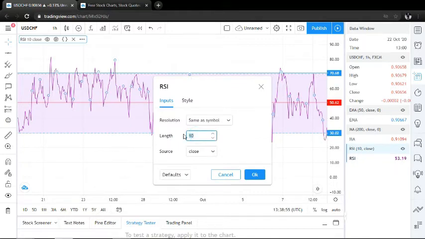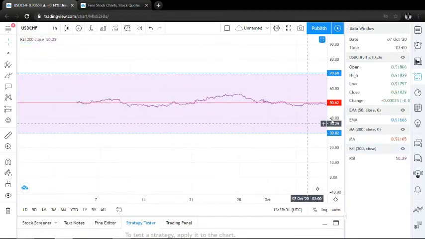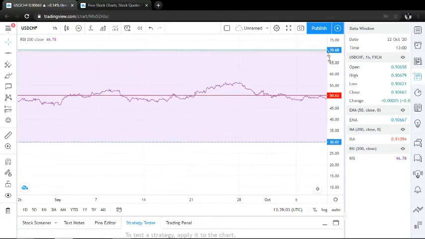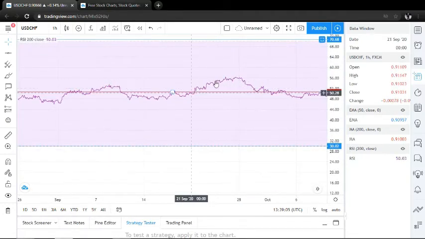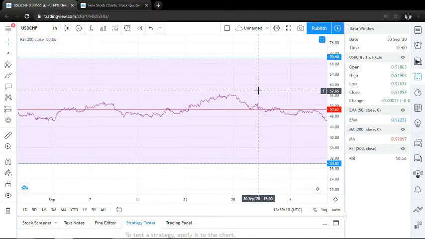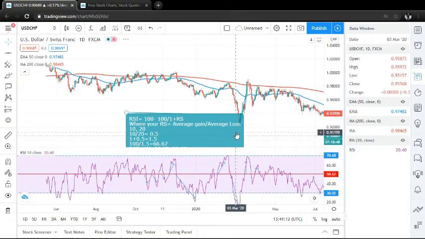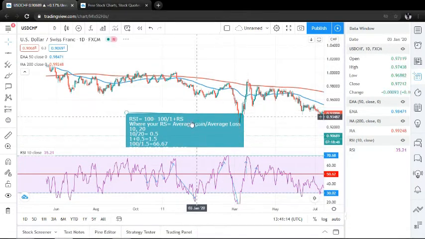If you are considering a 200 RSI, for example, you would see the result differ, because you are considering data over a very long period of time. So you would see something like this over here. Let's go back to the chart and see what it looks like with the chart on. So this is how it looks on the normal chart.